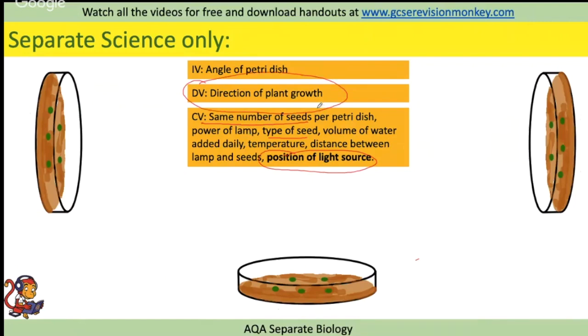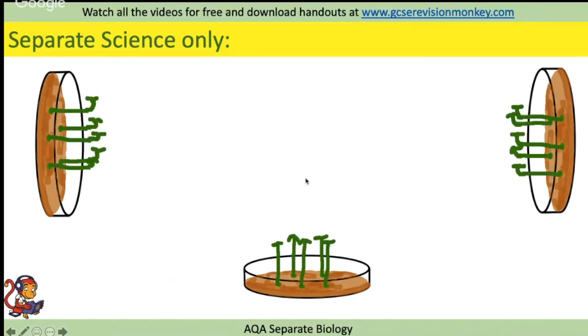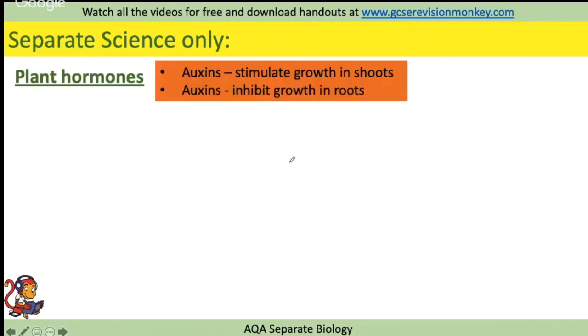And that might be simply for an observation. We don't necessarily have to measure anything. We might just say it grows up, down, left, or right. And you would have results looking a little bit like that. So that's the first required practical. And it's all controlled by plant hormones.